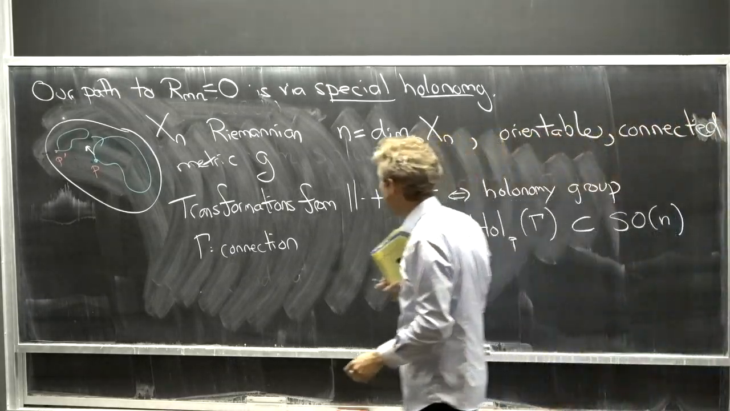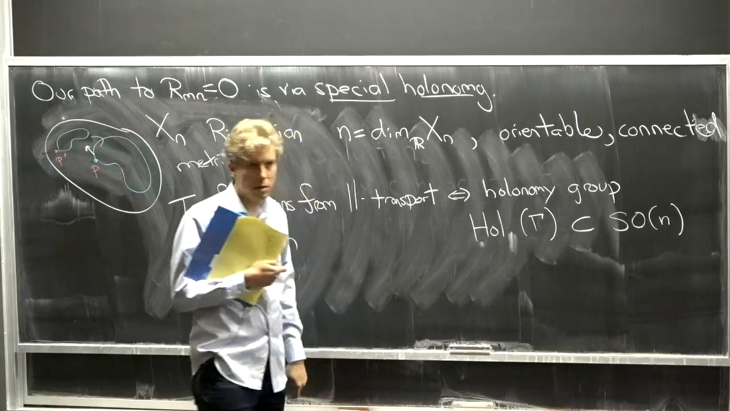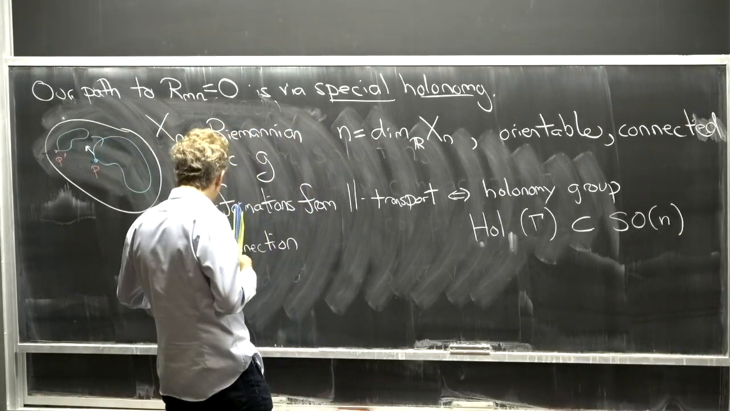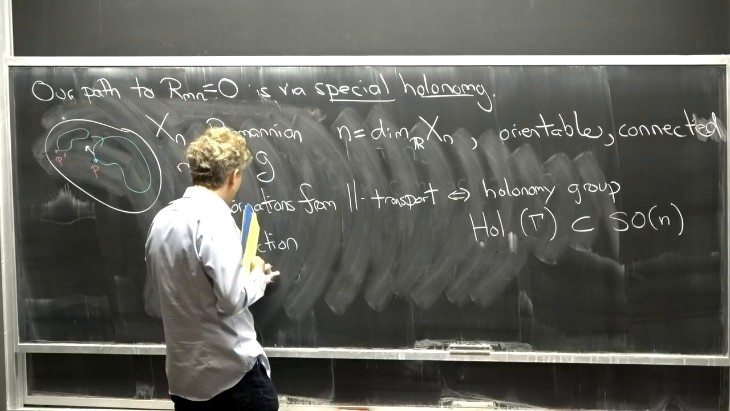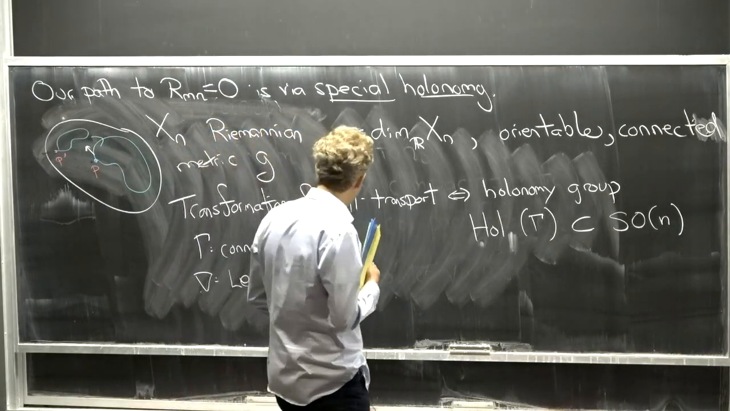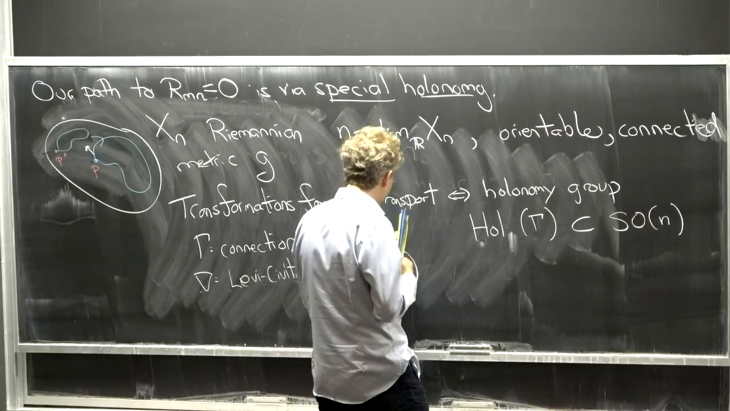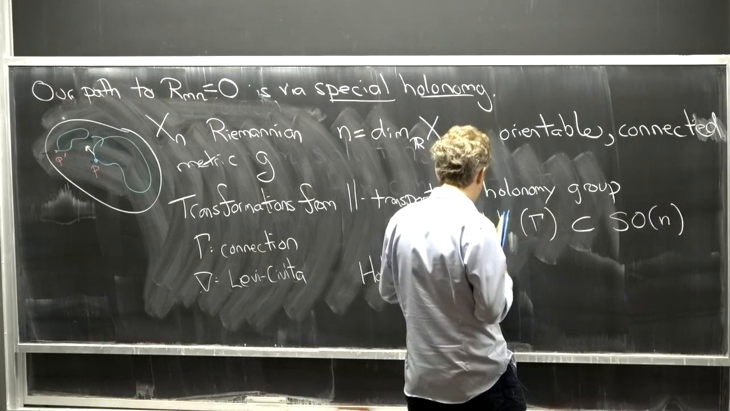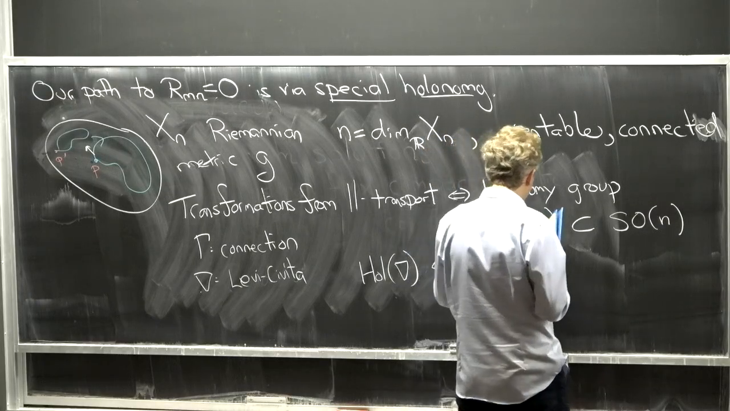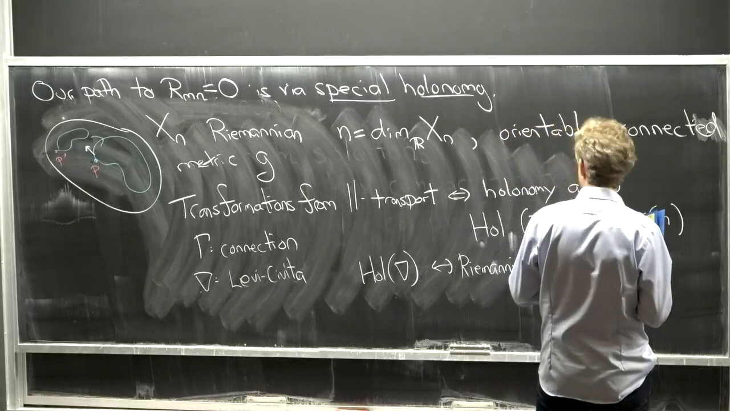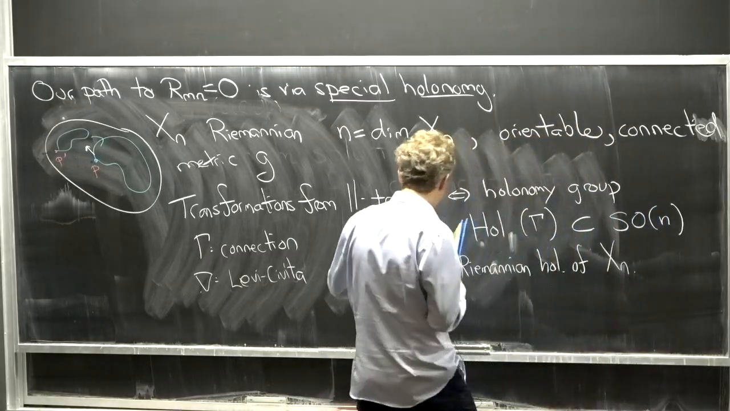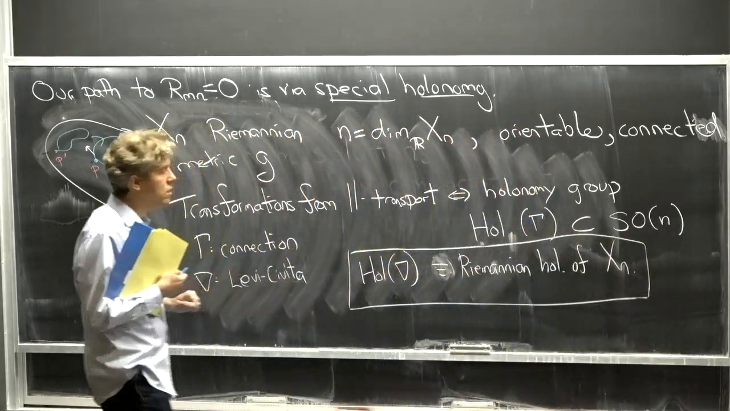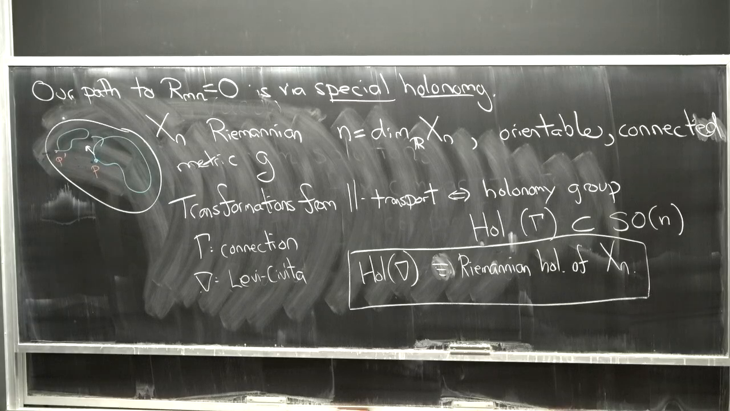Now, because we're going to assume it's connected, I actually don't have to tell you at which point, they're all equally good. And I'm going to take nabla to be the Levi-Civita connection. Then the holonomy with respect to the Levi-Civita connection is called the Riemannian holonomy of the manifold X_n. Okay, and so what we're going to be concerned with now is the Riemannian holonomy of Riemannian manifold X_n.